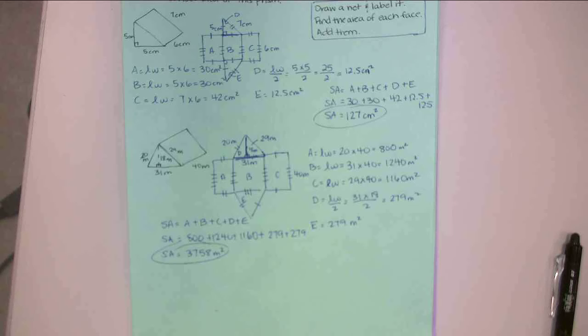So the main thing that you need to remember, with our triangles, we need to use the formula area equals length times width divided by 2. And you have to make sure that you're using those measurements that form the 90-degree angle to put into your formula of length times width divided by 2.